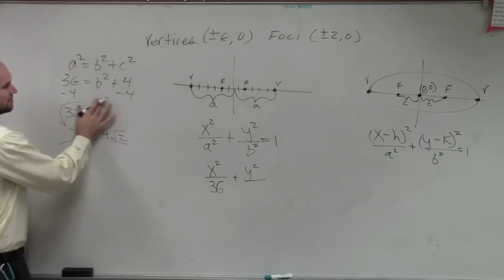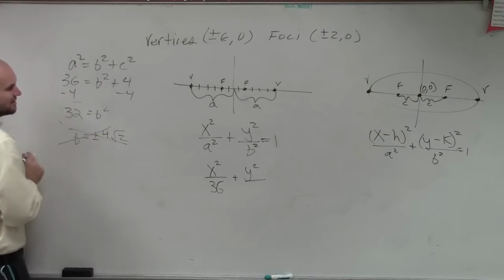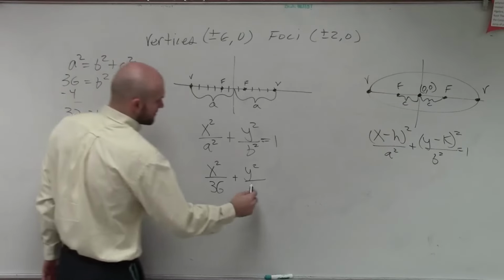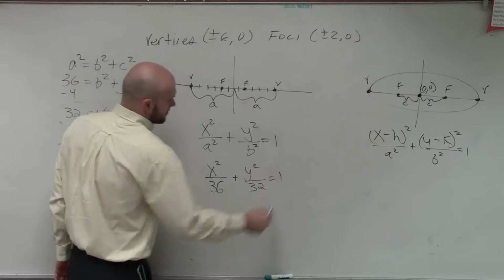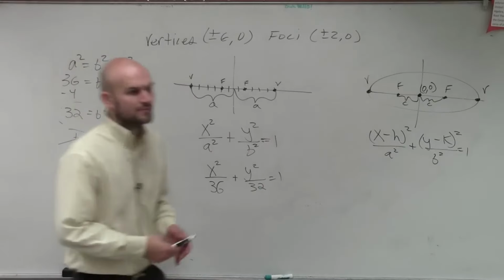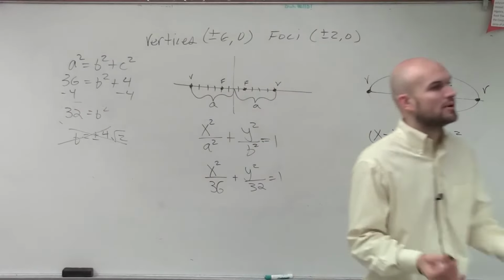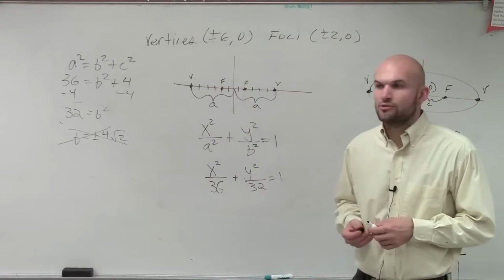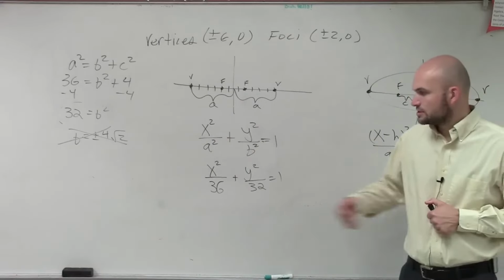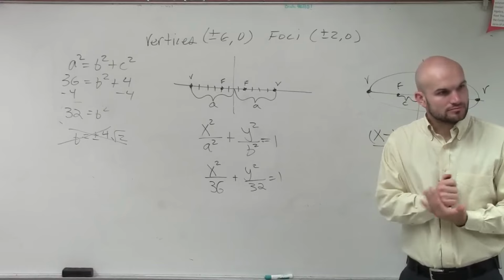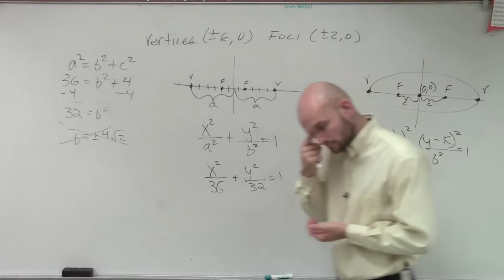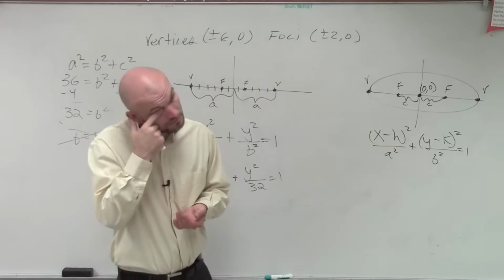So, we can just leave it like that. B squared equals 32. Okay? Because remember, you're looking for b squared. So we don't need to solve for b. We just need to know what b squared is. So, that's your answer. So, in the standard form of that graph, where's b?